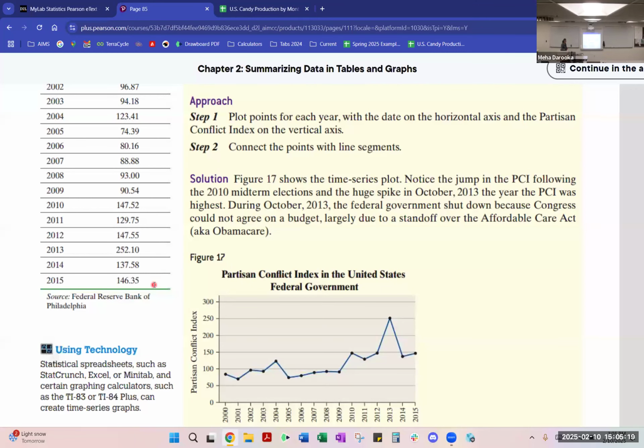And then, back in 2015, when we were getting ready for the 2016 elections, you can see the spike went up a little bit to 146.35. So you can see how it shows you the trends, right? Some years you had growth and the spike went up, which means the disagreements were higher between the US politicians, and you saw it dipping because probably things were working out how they wanted it to.